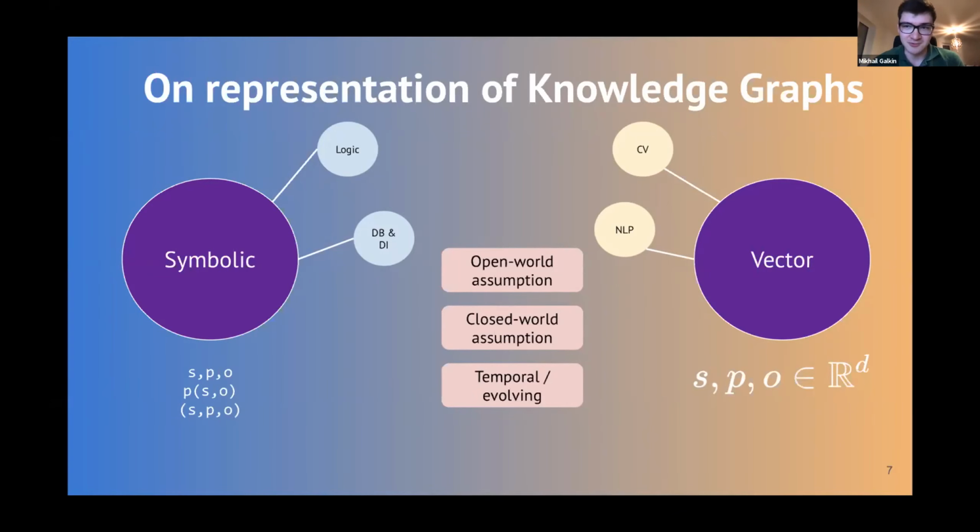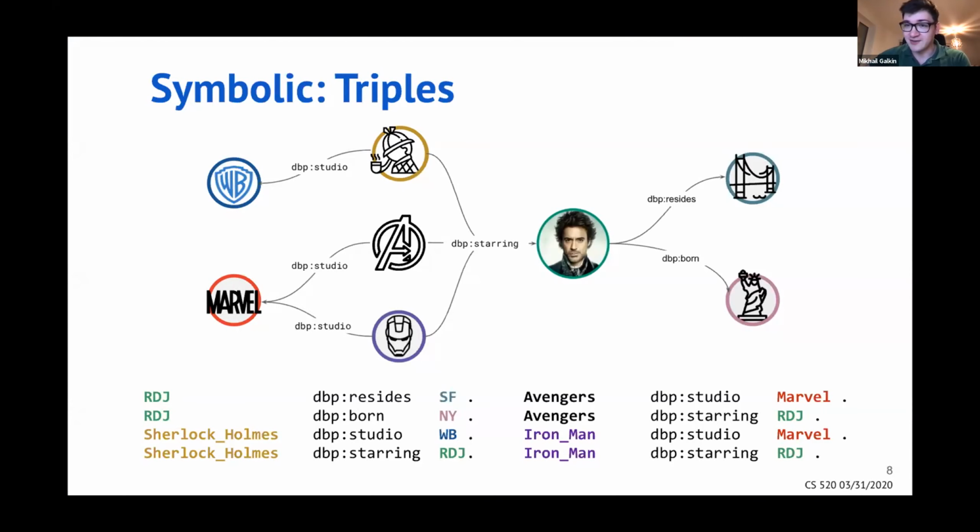So starting with symbolic representation with triples, here is a short example of Robert Downey Jr. and some cherry-picked data about him, where we encode some knowledge: where he was born, where he lived, where he lives, and which movies he was starring in. So for instance, yeah, we use triples here.